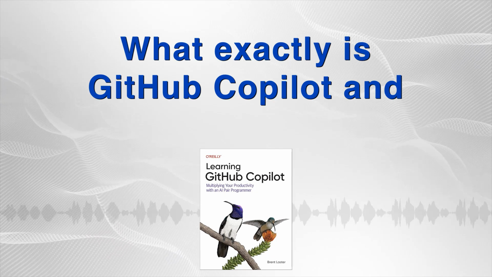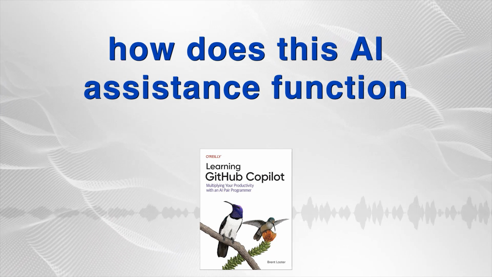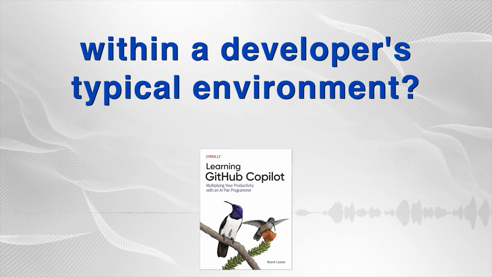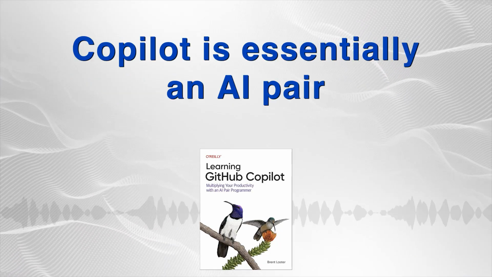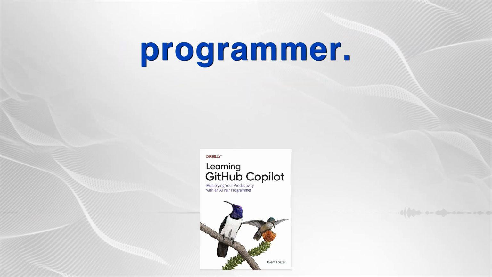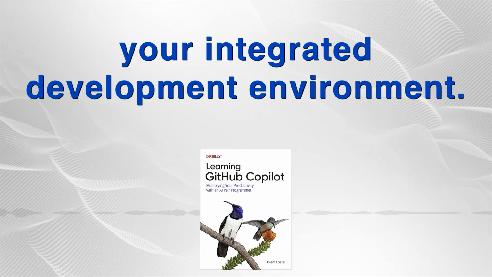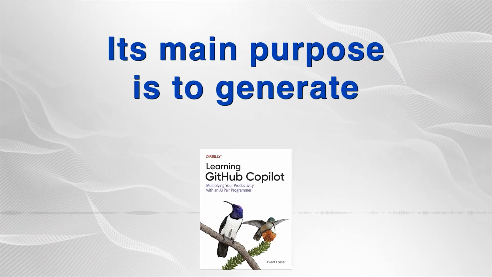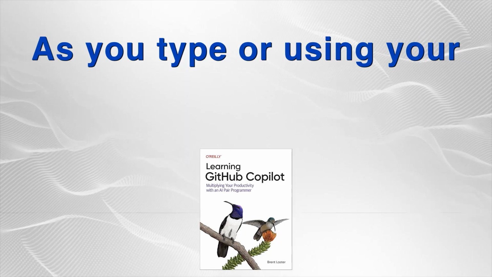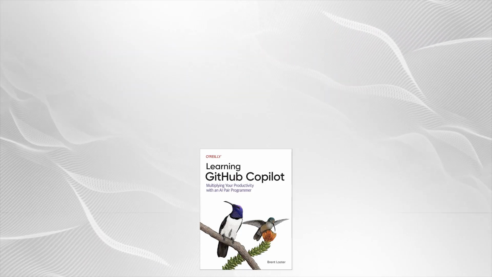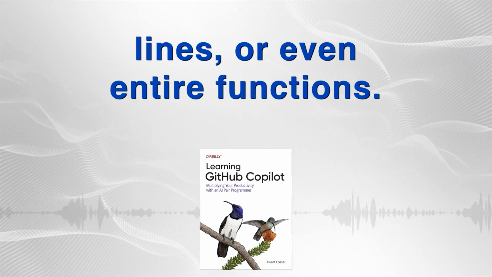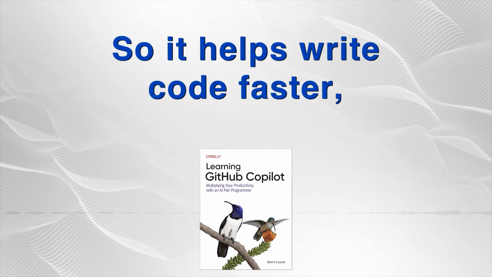What exactly is GitHub Copilot? And how does this AI assistance function within a developer's typical environment? Copilot is essentially an AI pair programmer. It integrates directly into your IDE, your integrated development environment. Its main purpose is to generate code. As you type or using your comments, it suggests code. This might be small snippets, complete lines, or even entire functions. So it helps write code faster.